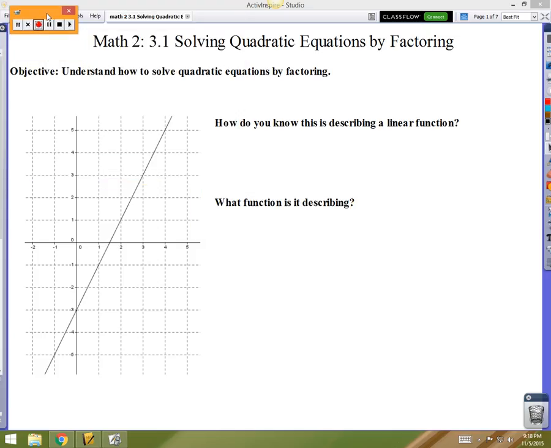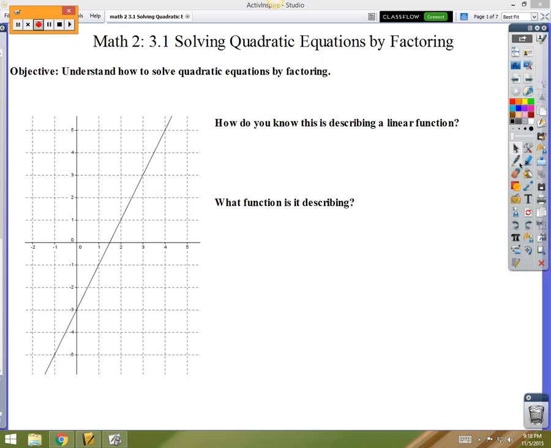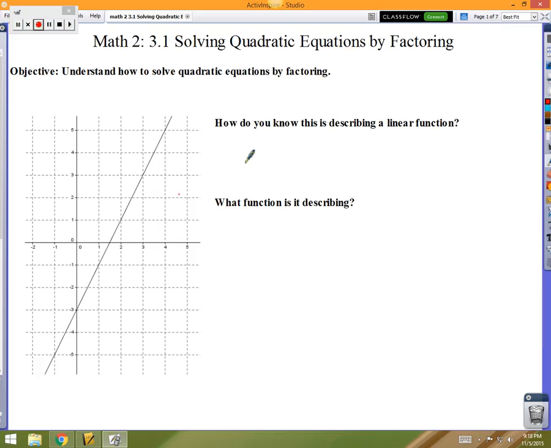Solving quadratic equations. Okay, it's quite a bit harder than solving linear equations. So this first example is a linear function. So how do you know that this line is describing a linear function? Pretend it goes on forever in both directions. You know it's linear because the graph is a straight line. That is the definition of a linear function.